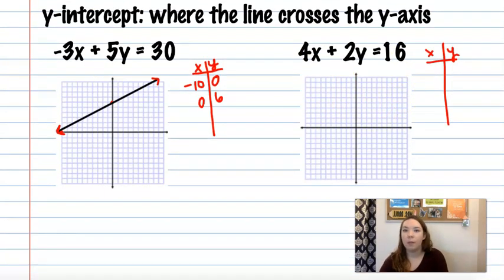All right, so on number 2 here, my x-intercept is where y is 0. So I'm going to cover up that y piece. 16 divided by 4 gives me 4. My y-intercept is where x is 0. So I'm going to cover up that x piece. 16 divided by 2 is 8. So I have 4, 0. And 0, 8, and then you can connect those to make your nice straight line.